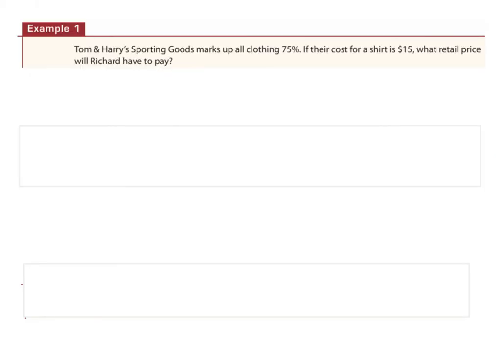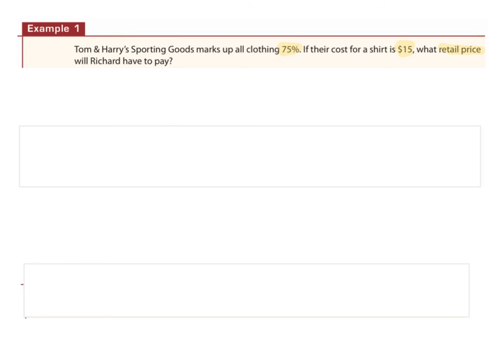Example 1: Tom and Harry's Sporting Goods marks up all clothing 75%. If their cost for a shirt is $15, what retail price will Richard have to pay? All right, so they are telling us that they mark it up 75% off of what they actually pay for it. So let's pay attention to some of the numbers they're giving us. This is the markup percentage. They just handed that to us. Their cost is $15. They want to know then what the retail price is. Retail price is what we're looking for.